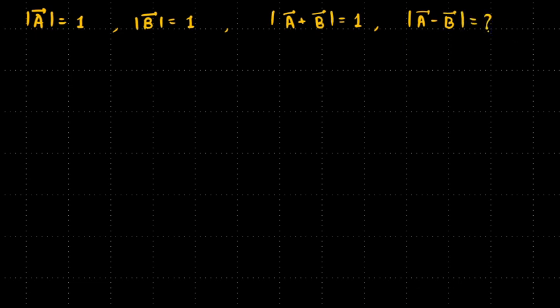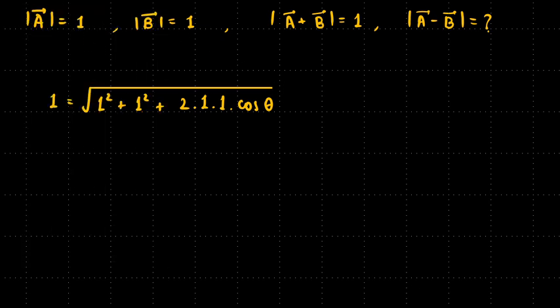So let's use the formula. R equals the square root of A squared, so 1 squared, plus B squared, or this squared, plus 2AB cos theta, and theta will be the angle that we need to find. And you need to do some simplification, so let's do a quick simplification.